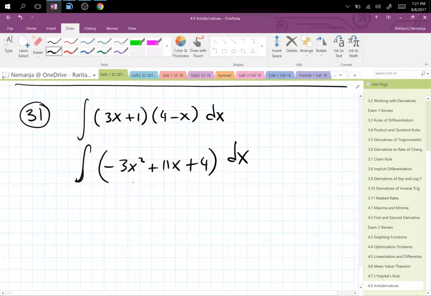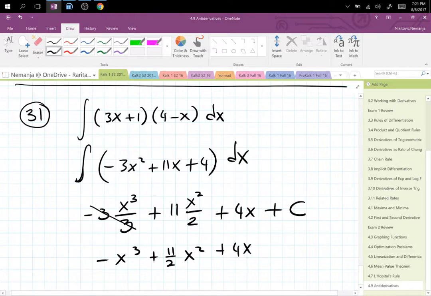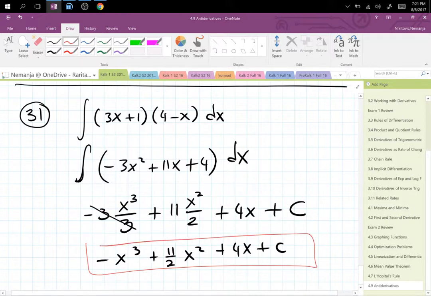What is the integral? Negative 3x to the 3 over 3 plus 11x squared over 2 plus 4x plus c. These guys cancel. Negative x cubed plus 11 over 2 x squared plus 4x plus c. And that ends this section for now. We have to do one more thing with this tomorrow.